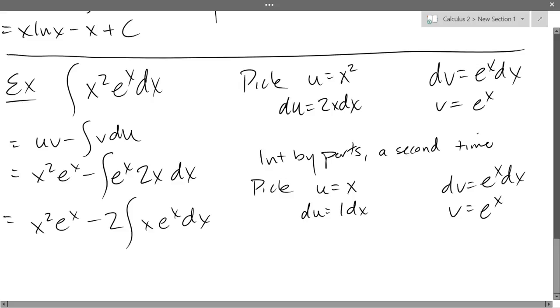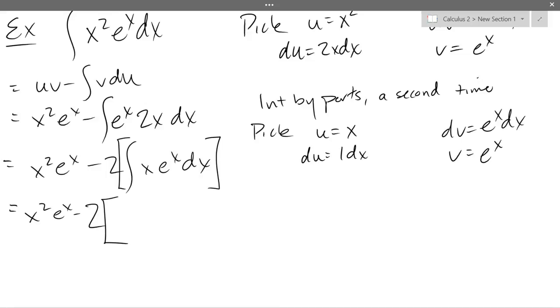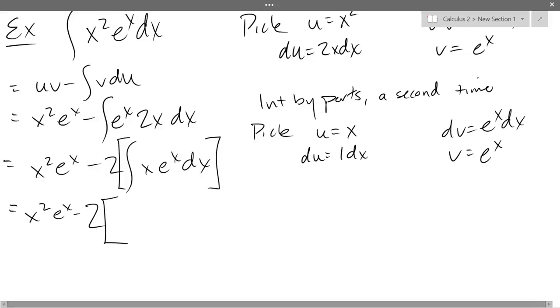So now we're ready to rewrite this antiderivative: x squared e to the x minus 2 times. You want to be careful. I am taking out what's inside the square brackets, and I'm going to be a little careful because there's a negative 2 in front of it. So it's negative 2 times everything that I read in here. Negative 2 times uv, so x e to the x, minus the integral of v du.